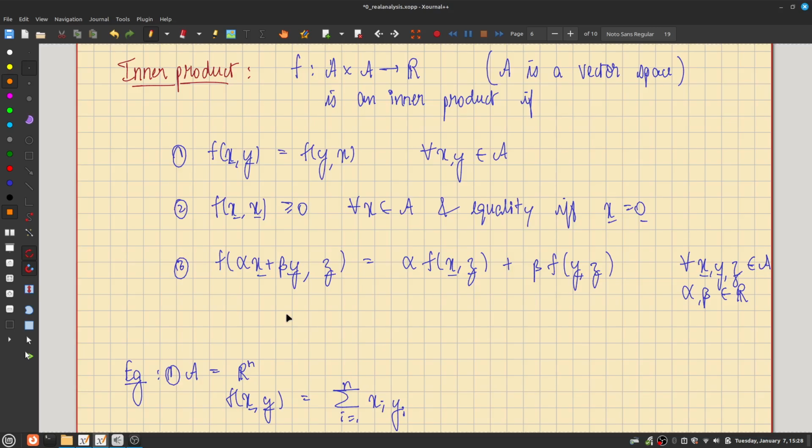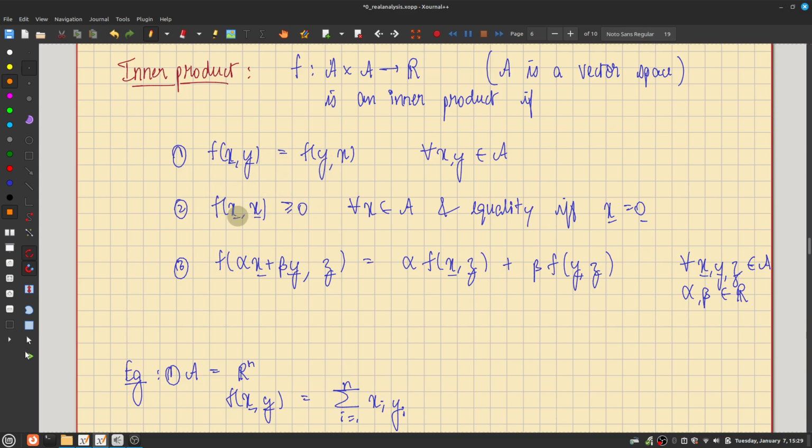All right, so similarly, for a given vector space, we have this notion of the dot product or the inner product between two vectors. So an inner product is just again a function which takes two vectors as input and outputs a real number, and it has to satisfy these three properties. That is, the dot product is symmetric, f of x comma y should be equal to f of y comma x.